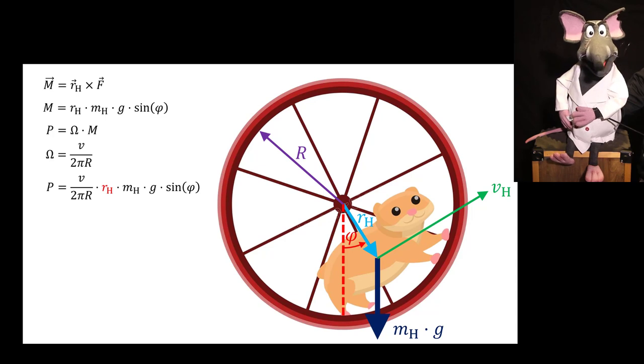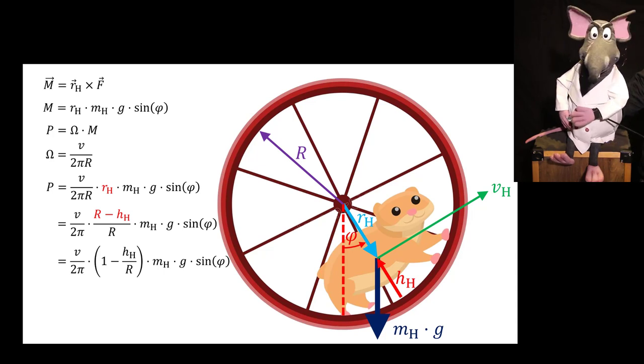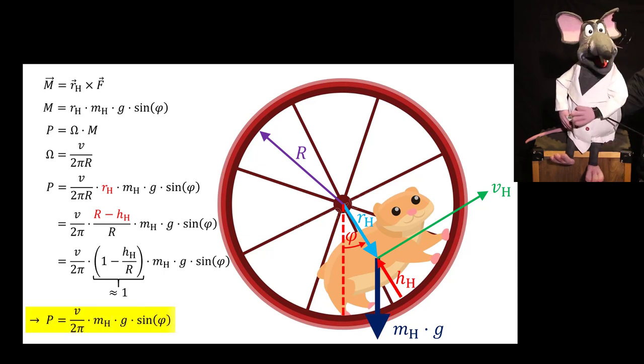I'm not quite happy with the radius of the mass of the hamster, and therefore I rewrite it. I introduce a new variable here, the height of the hamster, and therefore we could rewrite our equation like this. And you see, we could rewrite the fraction in the middle like this. And there you see, when the height of the hamster is much smaller than the radius of our hamster wheel, the fraction in our brackets becomes zero, and therefore our whole fraction just becomes one. Okay, and now we have everything. This is our equation of the power a hamster can produce in its wheel.